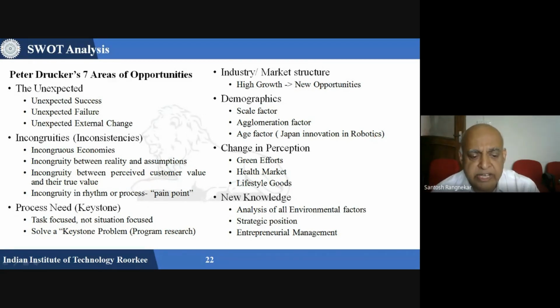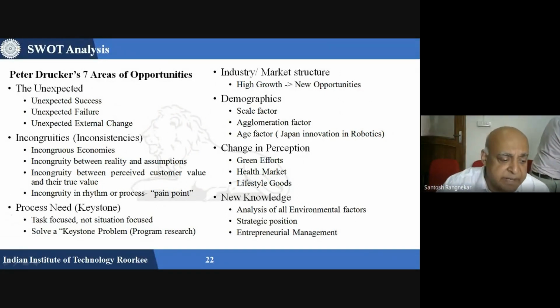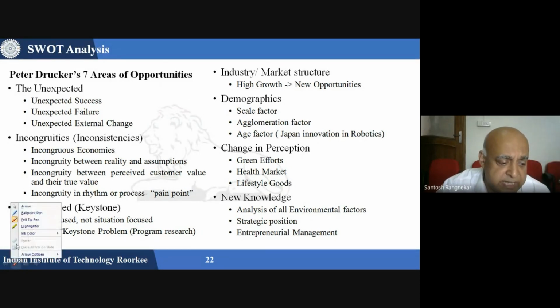Then incongruity in rhythm or the process, that is a pain point. You need to understand how things are working. Process need is there: keystone, task focus, not situation focus. And solve a keystone problem, that is the program research. So therefore, we have to understand what a keystone problem is. Many times it becomes the tip of the iceberg. I would like to give the example.